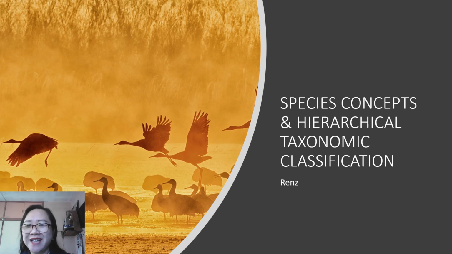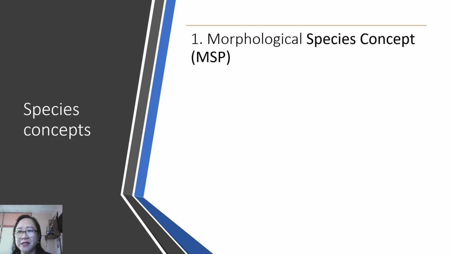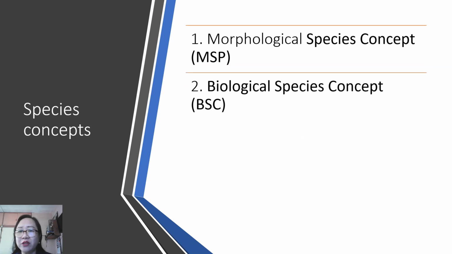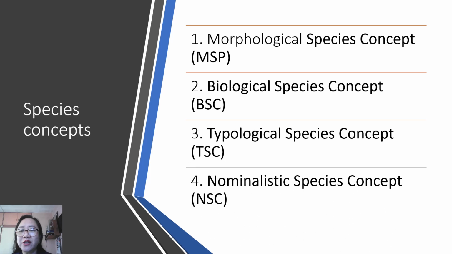Good day, everyone. Today we will discuss species concepts and hierarchical taxonomic classification. Species concepts can be defined based on the morphological species concept or MSC. It could also be through the biological species concept or BSC, the typological species concept or TSC, and the nominalistic species concept or NSC. And we will discuss them one by one.